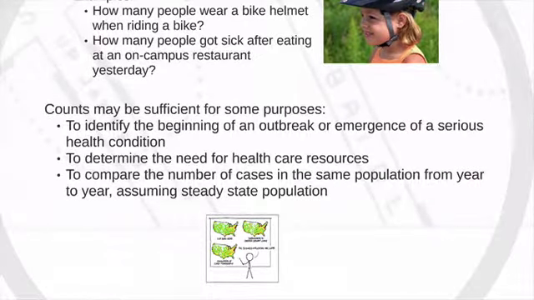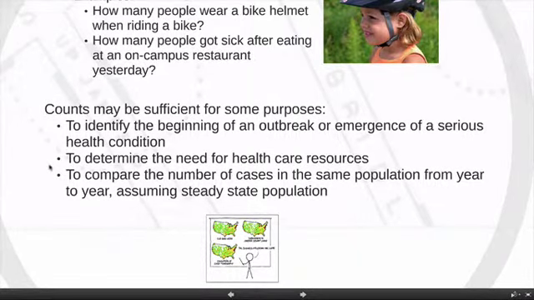And the counts may be sufficient for some purposes, right? Even though it's so simple. So a count can be used to identify the beginning of an outbreak or an emergence of a serious health condition. We can think of the health outcomes of, again, Ebola or measles or pertussis. To see one case of that is concerning because it's such a dramatic health outcome that we really need to mobilize public health efforts to deal with. So it doesn't matter that it was 1 out of 1,000,000 people who are showing symptoms of Ebola. One person is serious.